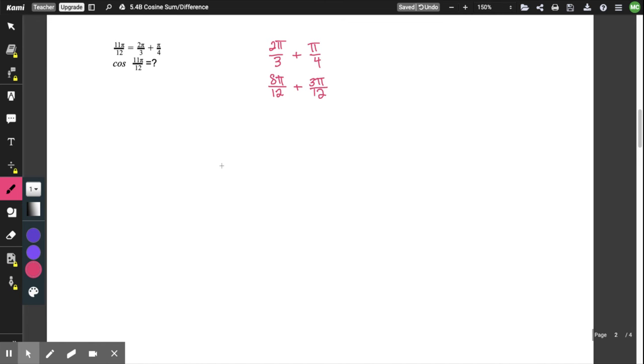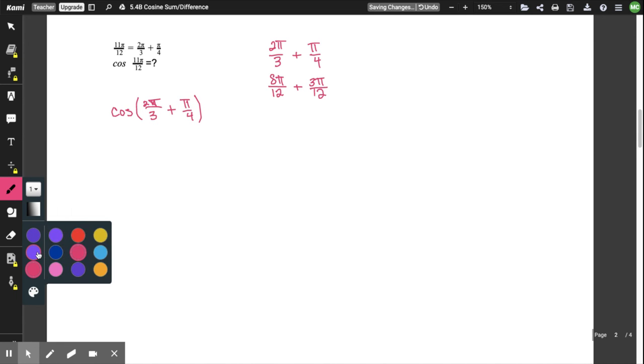So now 11 pi over 12 is not one of our nice values on our unit circle. However, 2 pi over 3 and pi over 4 are. So we could use our angle sum formula for cosine in order to evaluate it. So I'm going to start by writing cosine 2 pi over 3 plus pi over 4. And then I'll apply that angle sum formula.